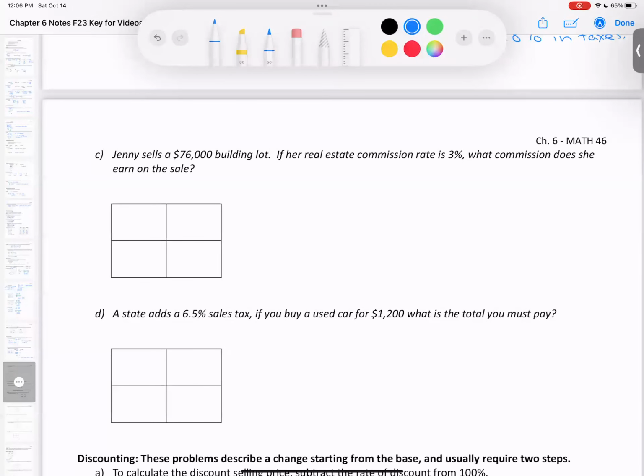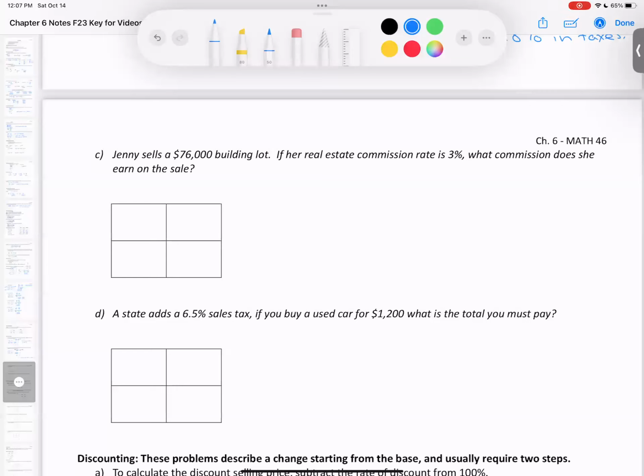All right, let's try these next two problems. So Jenny sells a building lot, which is $76,000. And her real estate commission rate is 3%. So we want to know what commission she earns on the sale. That strikes me as a very low commission for a real estate agent, but let's go with it.